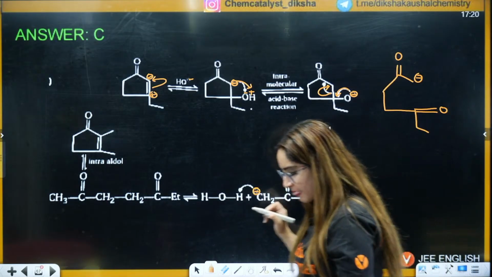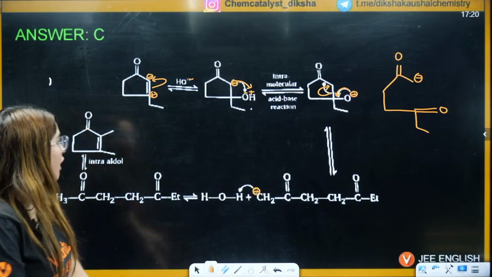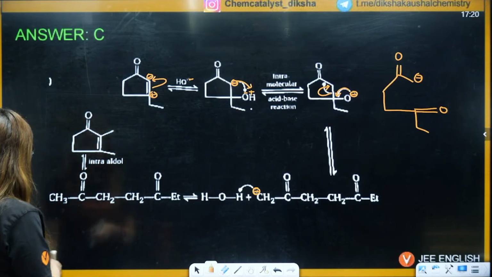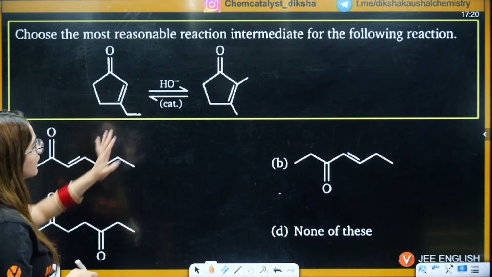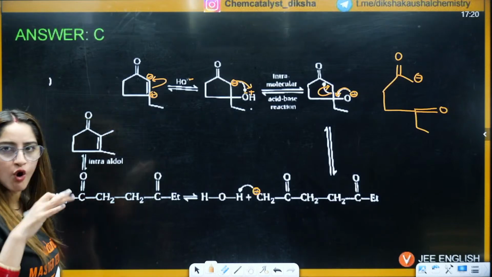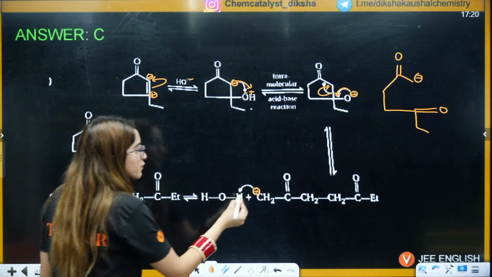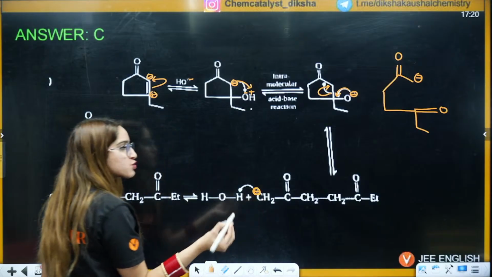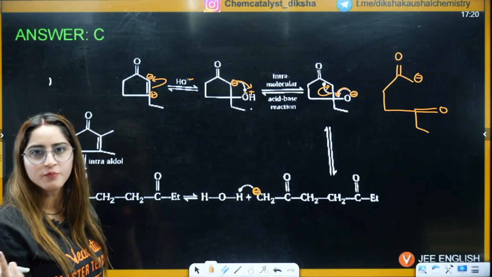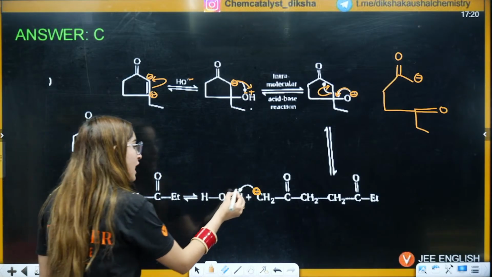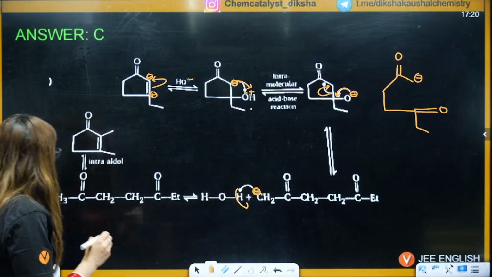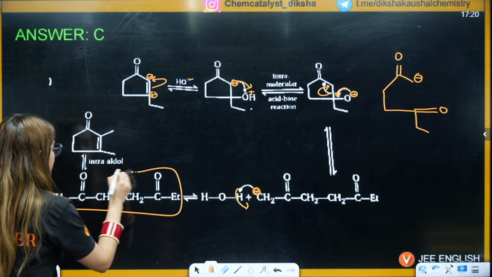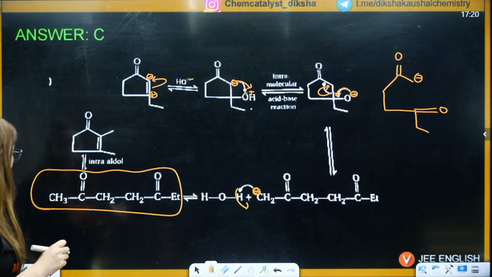So now after this they are saying that you are adding water, right? So water is already there in the solution. We know that this CH2 negative is not stable, it will abstract the proton from somewhere. So it will abstract the proton from here, and hence in the end this will be your answer. That is the intermediate that you are going to have.